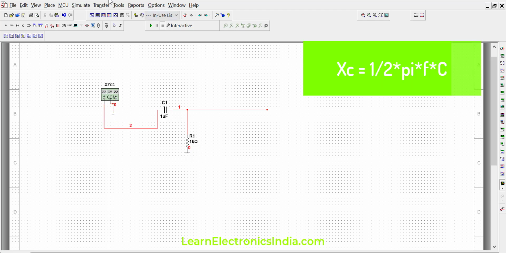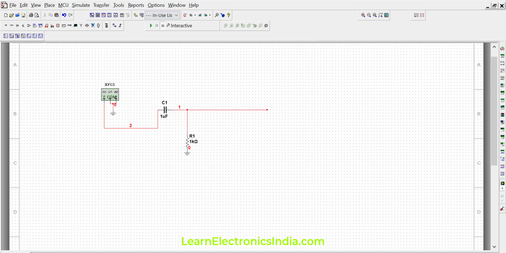From the formula, we can see that as the frequency increases, the capacitive resistance decreases. At high frequency, the capacitive resistance is nearly zero. Hence, at high frequencies, the capacitor acts as a short circuit, while at low frequency, the capacitor acts as an open circuit and Vout is nearly zero.